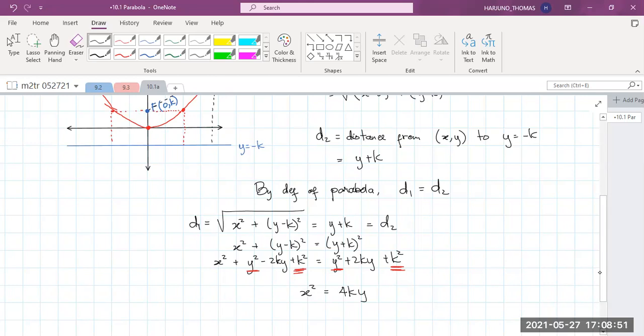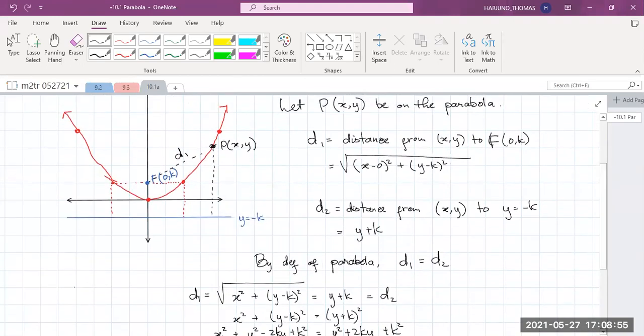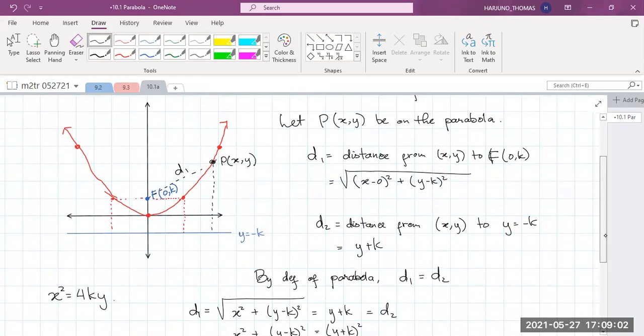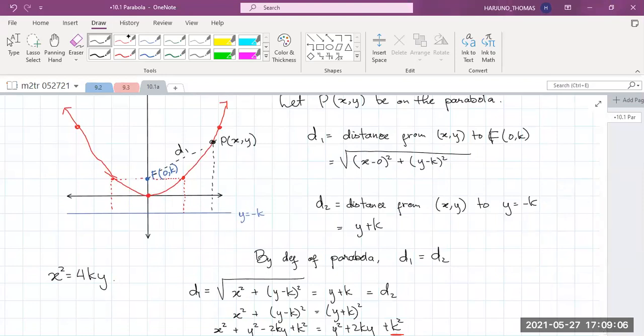Now, what is this then? If you see an equation x squared equals 4ky, it means that first, the parabola opens in the positive y direction if 4k is positive. And then the distance from the vertex to the focus is k.